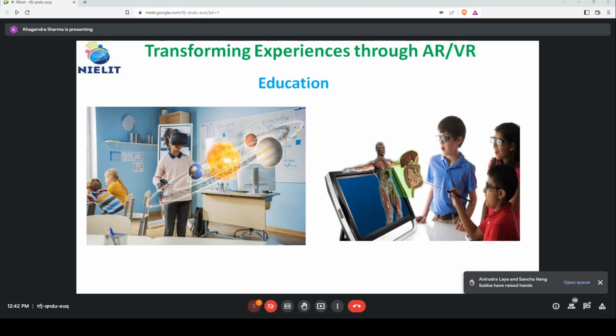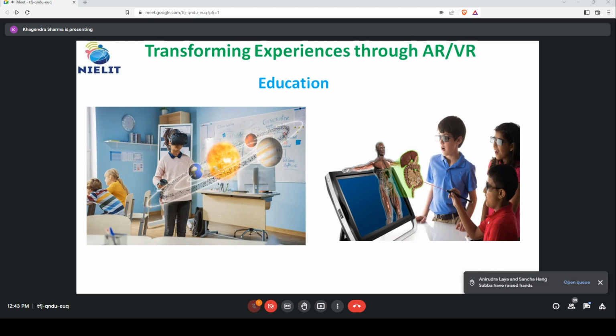So in the first example that is being shown, by wearing some head-mounted displays, the student is able to see a real-life solar system around them. So they can just go and touch the earth. They can just rotate it, maybe through haptic feedback. If there is a planet which is very hot, by just touching on that, they will feel that heat also actually. So that is what I mean by haptic feedback. That type of things can be done in education.